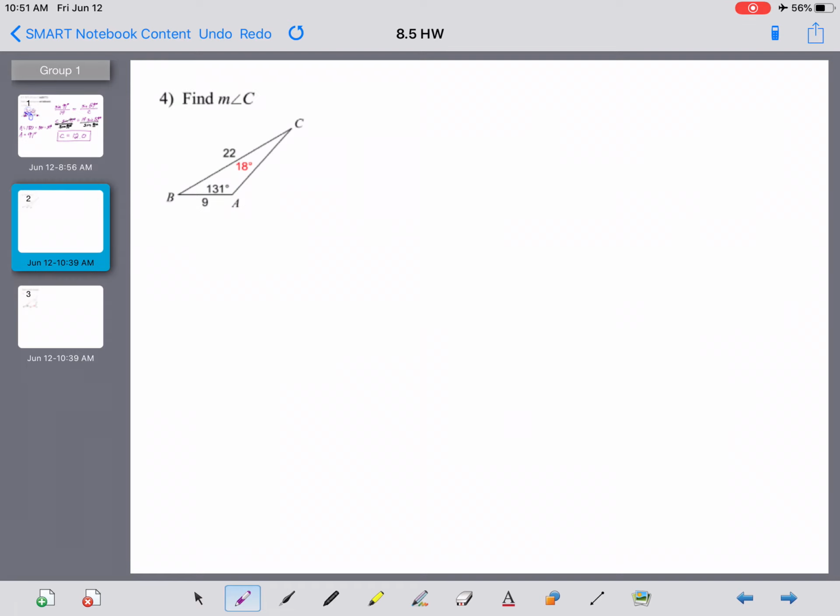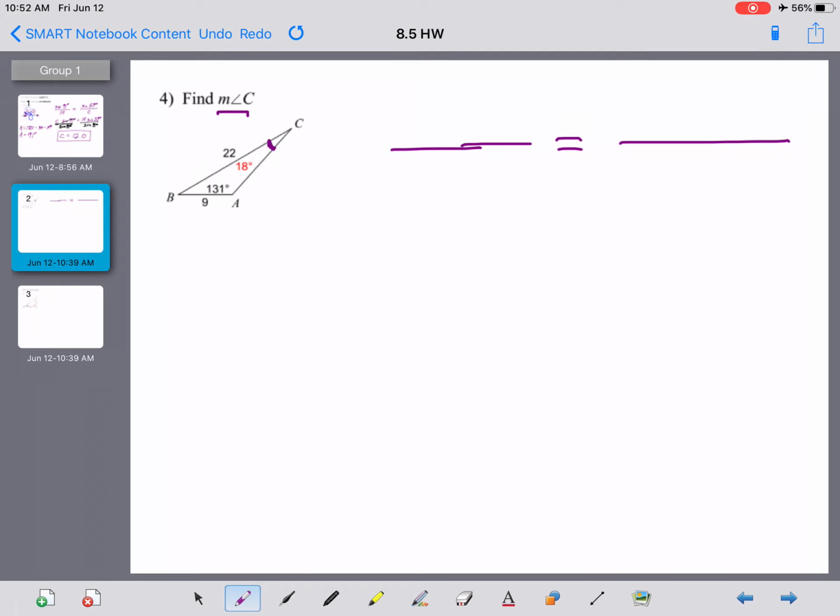Let's jump to number 4, which I think was the first one where they asked you to find the measure of an angle. So we're looking for the measure of angle C right over here. And again, this is a non-right triangle. This one is obtuse, so we're going to be using the law of sines to solve for this one. The first thing we want to notice here, guys, again, pretend that 18 degrees isn't there. We're not supposed to know that.